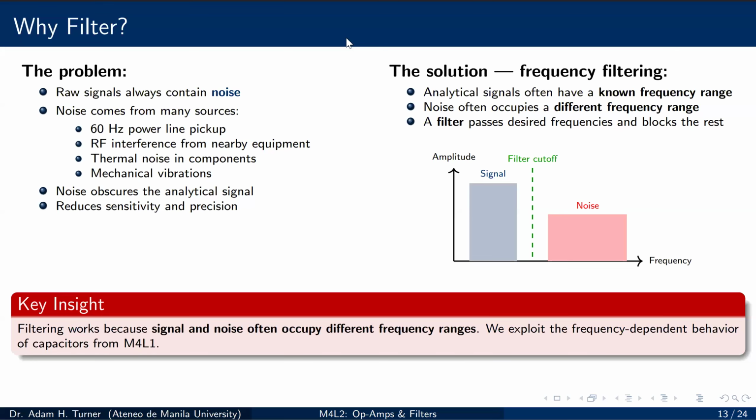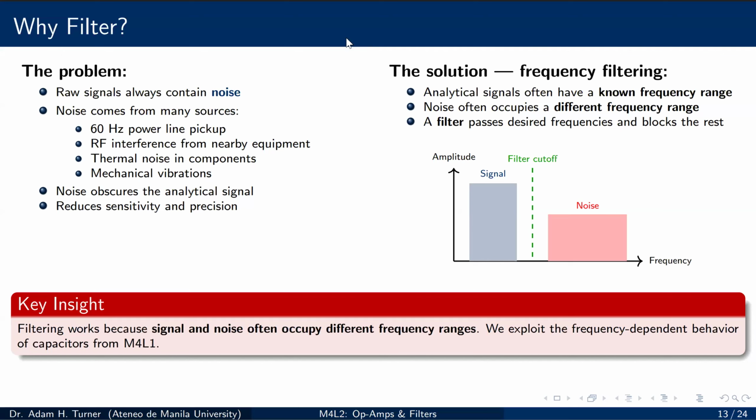The solution here relies on a key insight. The analytical signal and the noise often occupy different frequency ranges. Look at the diagram on the right. The signal is slow, with a low frequency. The noise is fast, high frequency. If we can pass low frequencies and block high frequencies, we keep the signal and reject the noise. That's ultimately how a low-pass filter works. It does this because of the frequency-dependent behavior of capacitors that we discussed in Module 4, Lecture 1. Capacitor impedance drops as frequency increases, and that's the physics behind filtering.